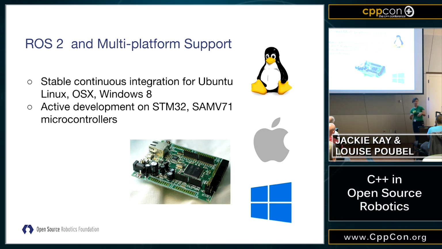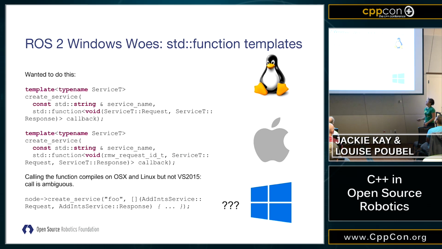We're all Linux developers by training, and so venturing into Windows development was really an adventure for us, because there are some things that Visual Studio doesn't like. Visual Studio 2015 doesn't like things that Clang and GCC really don't have a problem with and don't even warn you about. So I don't know what's up with that. So I'm going to just give an example of that.